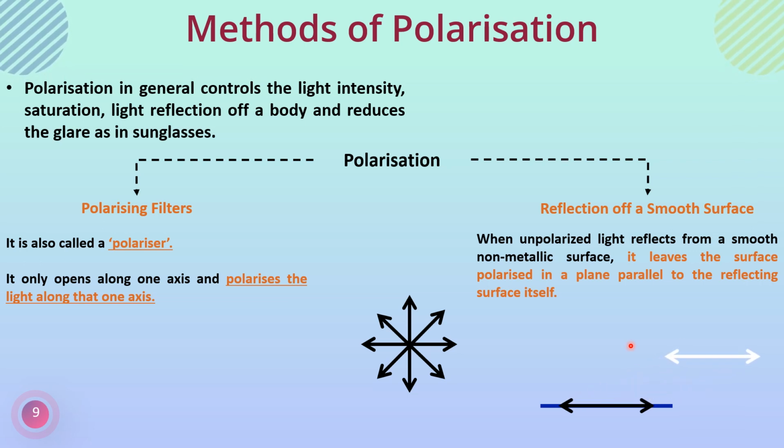Focus on this. Because the surface of the water is horizontal, it only allows the horizontal. It's like a polarizer here. This water surface is like a polarizer. Okay, did you get it? So this polarizer is horizontal, so it will only allow the horizontal axis to be reflected and the others will be blocked.